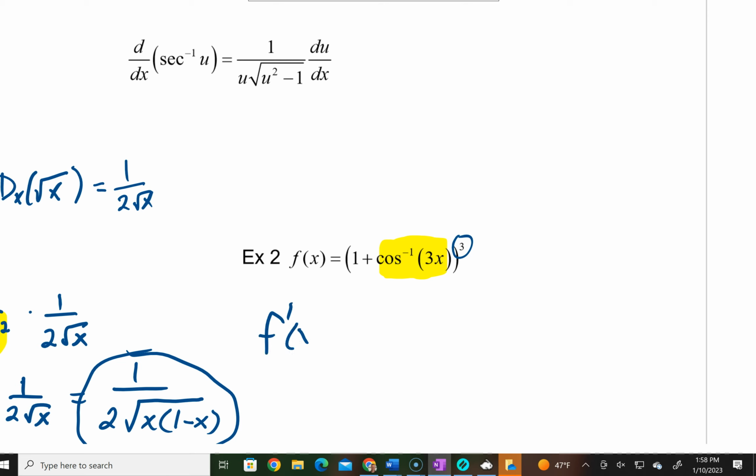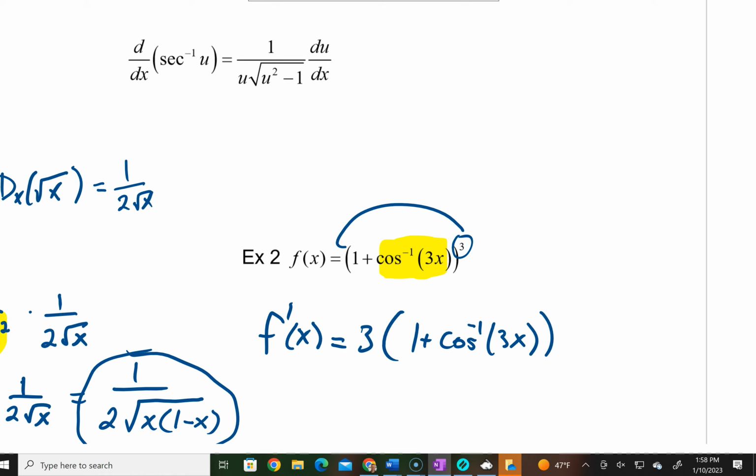We're going to bring the 3 down in front. Then I'm going to say 1 plus inverse cosine of 3x. What's my new power? 2. And now we're focusing on this chain rule. We're going to take the derivative of this inside part. And the derivative of the inside part right here, so the derivative of 1 goes to 0.